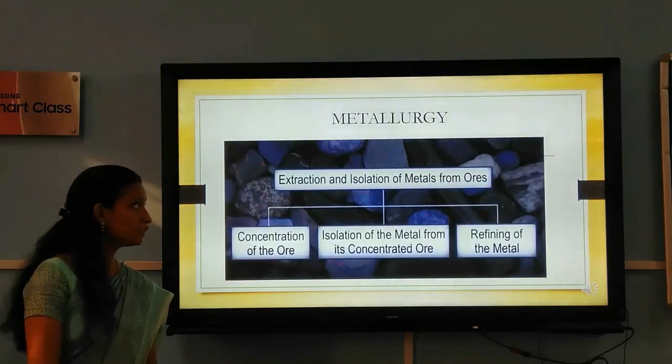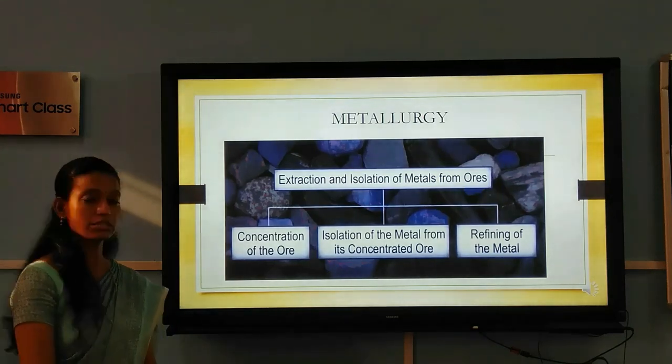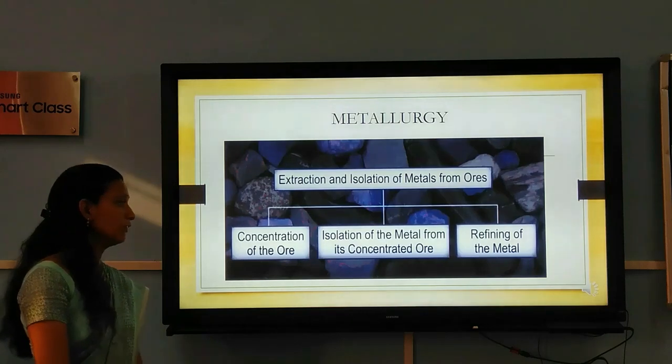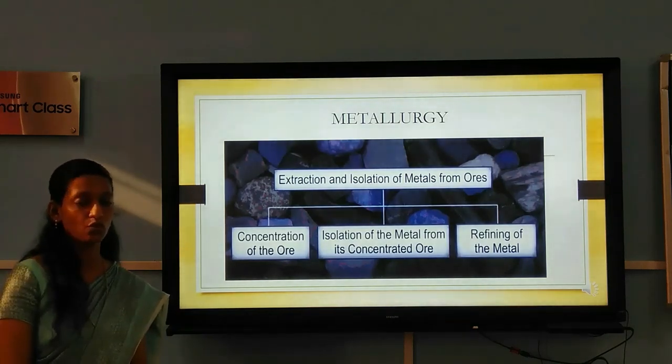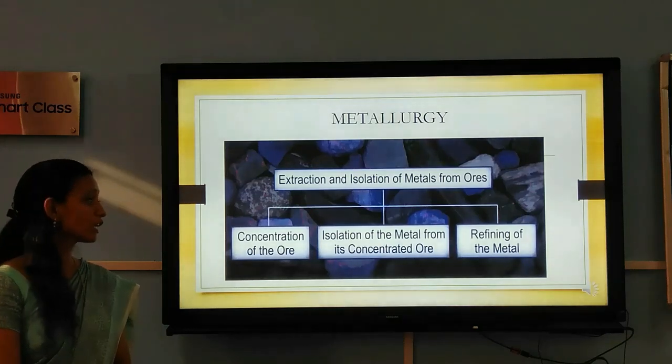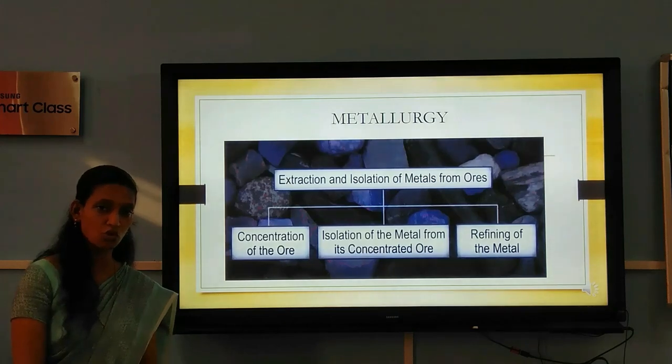Now, metallurgy actually consists of three main steps. It is the process of extraction and isolation of a metal from its ore. It involves three major steps. The first step is called concentration of the ore. The second step is isolation of the metal from its concentrated ore. The final step is purification or refining.